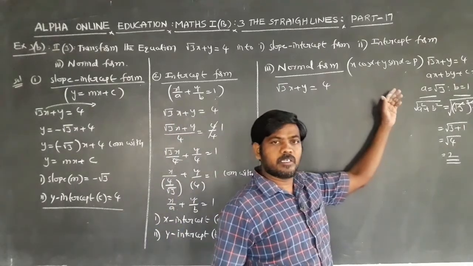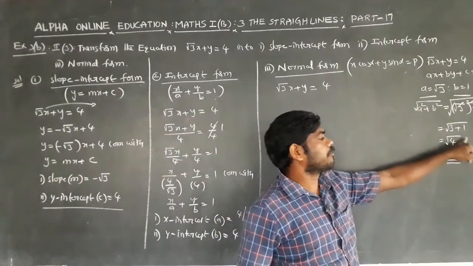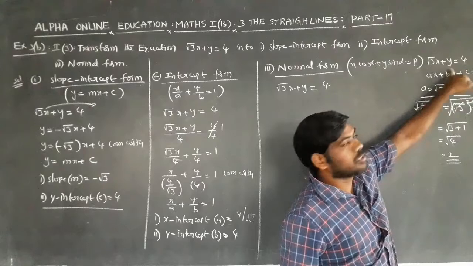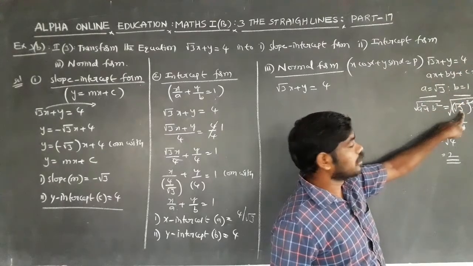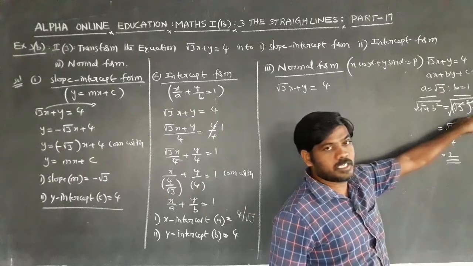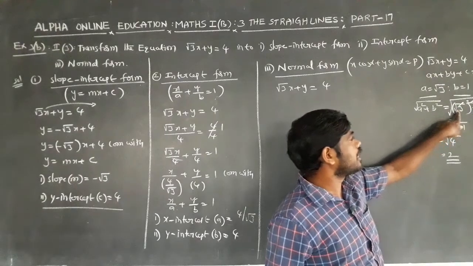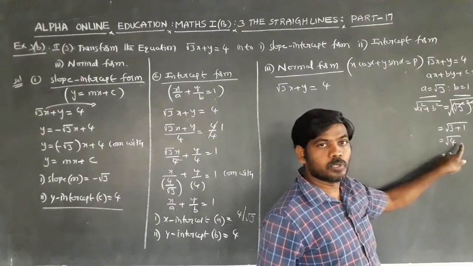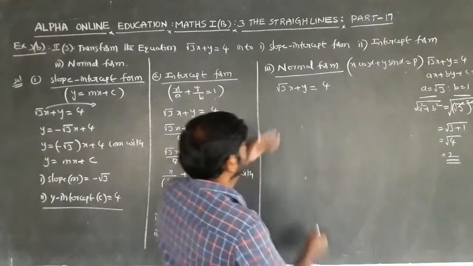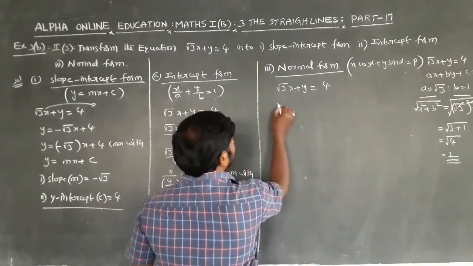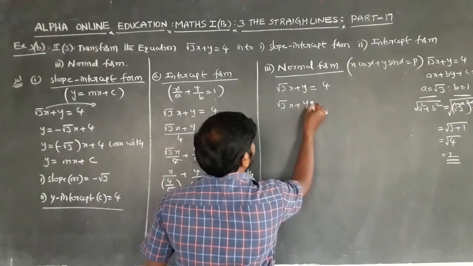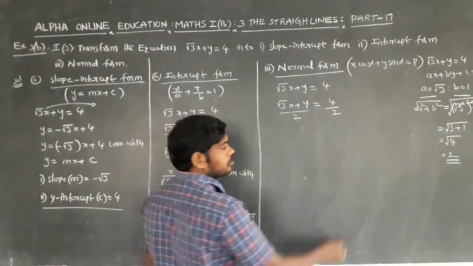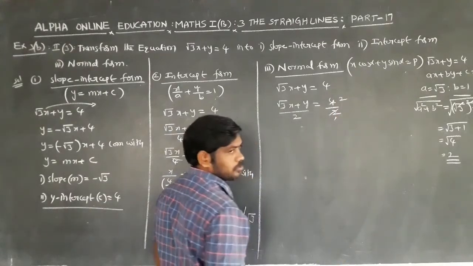For the equation of the straight line √3x + y = 4, first of all find the value of √(a² + b²). Here a = √3, b = 1. √((√3)² + 1²): the square root and square cancel, 3 + 1 is 4. √4 means 2. So here divide both sides by 2. √3x + y = 4, both sides divided by 2. Two ones are 2, two twos are 4.